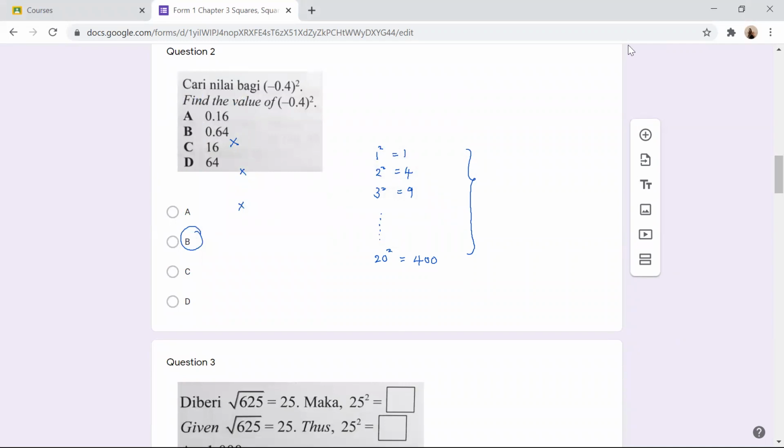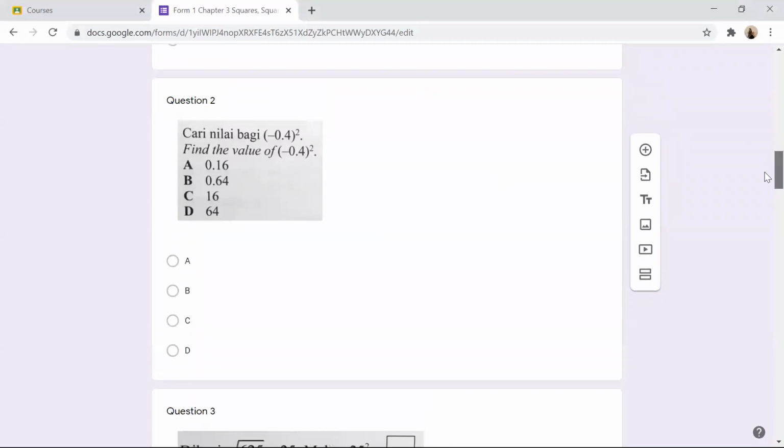All right, for question number 2, we have to find the value of the square of negative 0.4. So we can just ignore the decimal point for a while. Just look at the number 4. After you square the 4, you get 16. And after we square the negative number, we get a positive number.